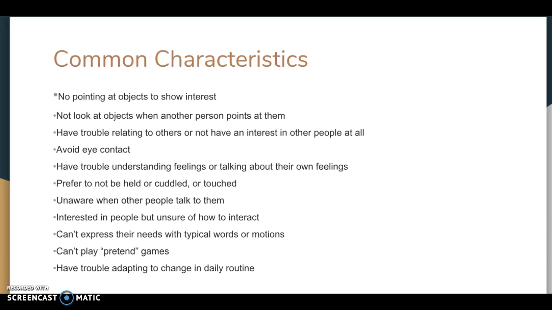And then on the flip side of having no interest in other people, they may be interested in people but unsure of how to interact. And that can cause some problems socially and can also create isolation and hinder their educational progress. They may not be able to express their needs with typical words or emotions. They may not be able to express what they need to us, and we need to know what to give them. They may not be able to play pretend games. This is more common probably in children. They may have troubles with dramatic play, and they may have trouble adapting to change in daily routine, and so it's important to have structure in the classroom, and I'll go more into that later.